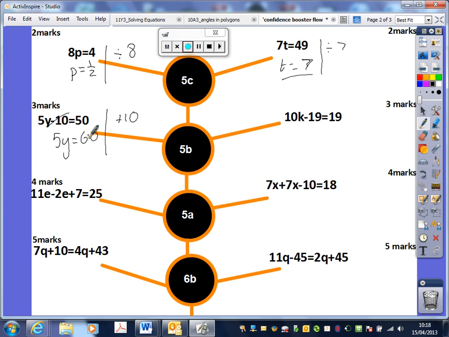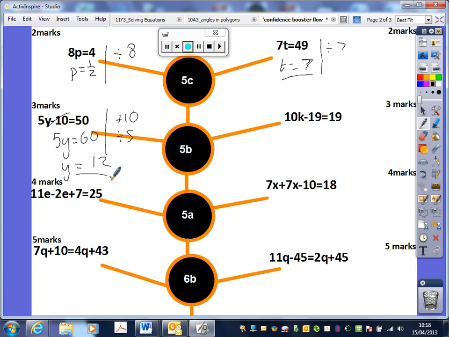Then we've got 5y is what, Emma? 5 times y, so we need to do the opposite, which is divide. Good, so we divide by 5. That leaves us y on this side. 60 divided by 5 is 12. Good, thank you.